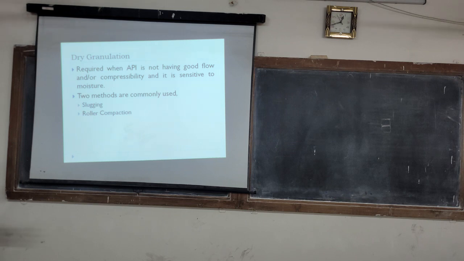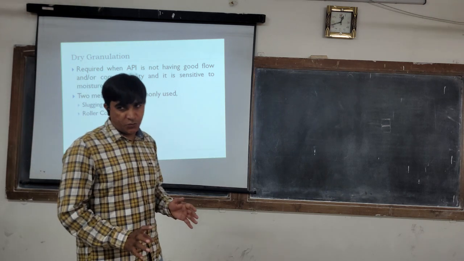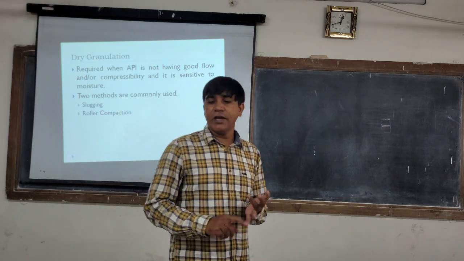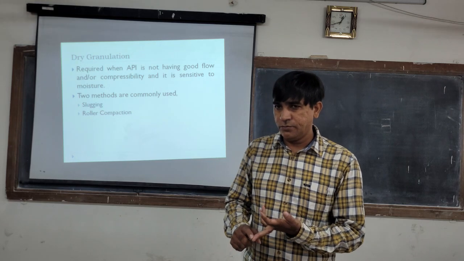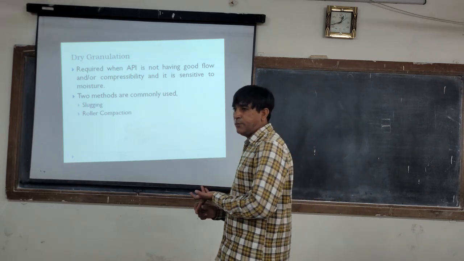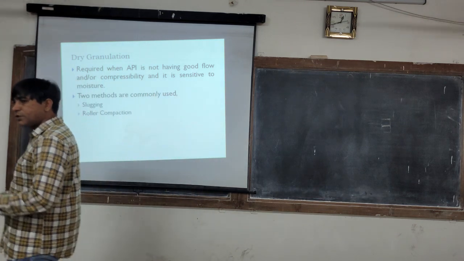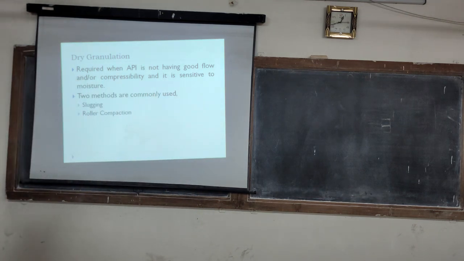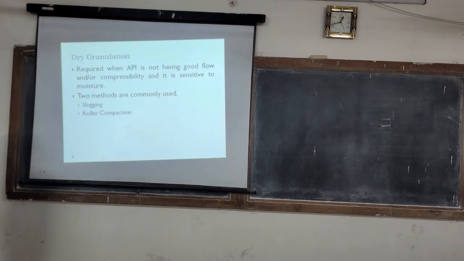Dry granulation is required when your active ingredient is moisture sensitive. At the same time, it has either poor flow or poor compressibility or both. You cannot go for direct compression, and that's why you must go for granulation. As your API is moisture sensitive, you cannot go for wet granulation, and that is why you must go for dry granulation. Now, there are two options available in dry granulation. First is slugging, and second is roller compaction.